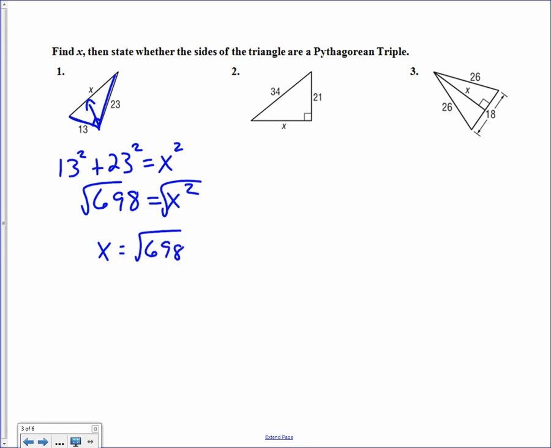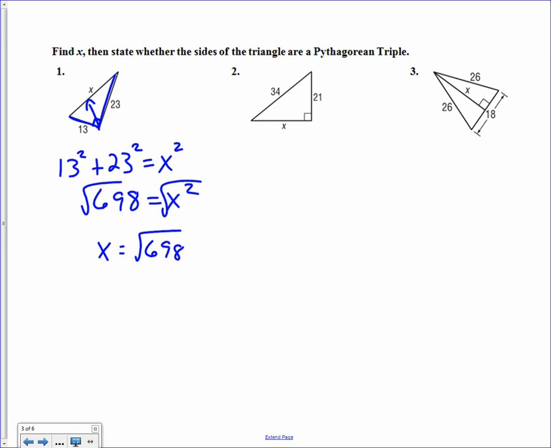Now, 698 does look like it's divisible by at least 2. But after that, we get 349, and if it's divisible by something else, it's not easy. And so it looks like the square root of 698 is our answer here.